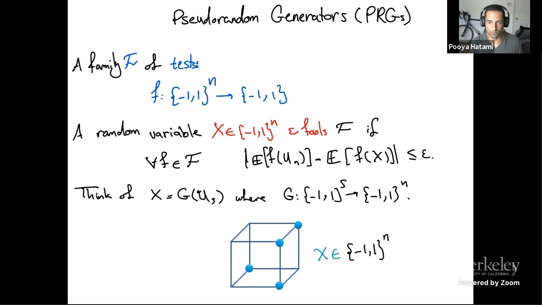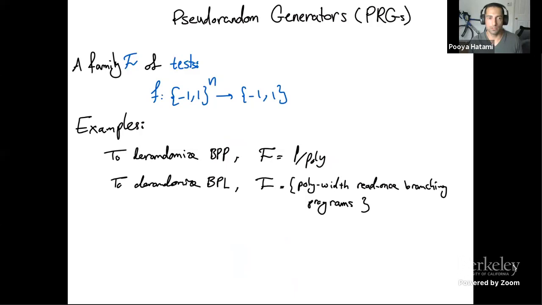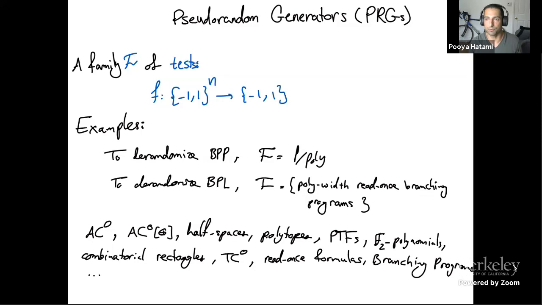So some examples of families of tests that you would want to fool: if you want to derandomize polynomial time, it suffices to fool all polynomial-size circuits. Or if you want to derandomize log space, it suffices to fool all polynomial width read-once branching programs. But there are a family of weaker or different classes that people have studied, and there are several papers written. So we do care about bounded depth circuits with parity gates, half spaces, polytopes. The list goes on.